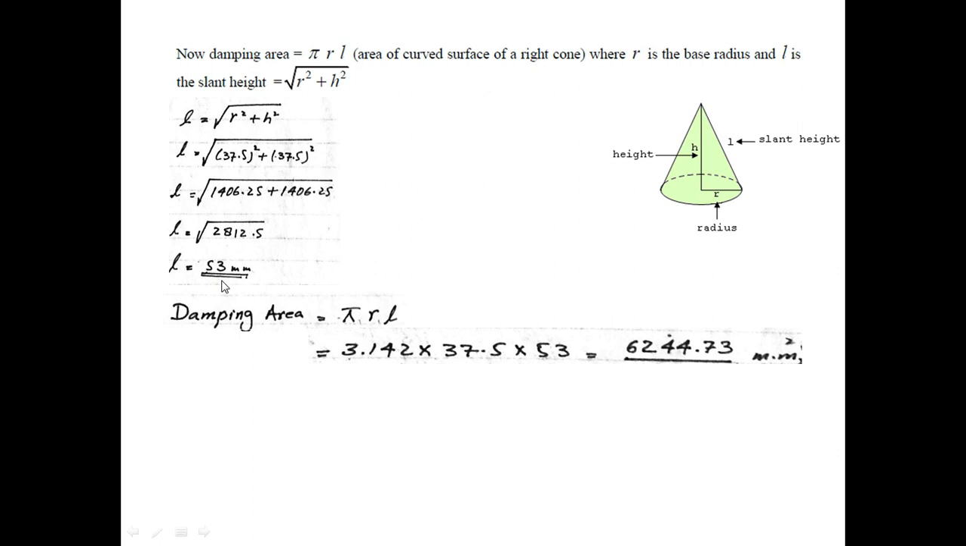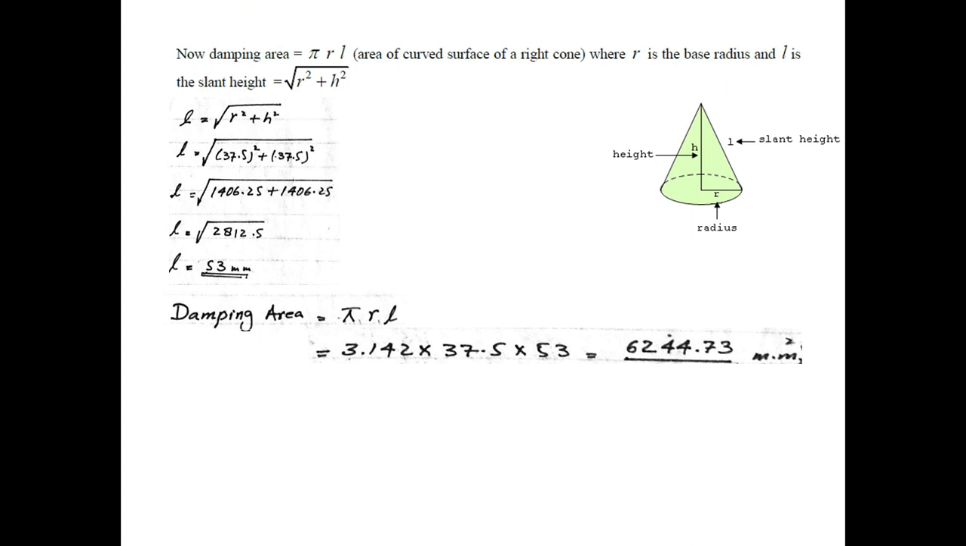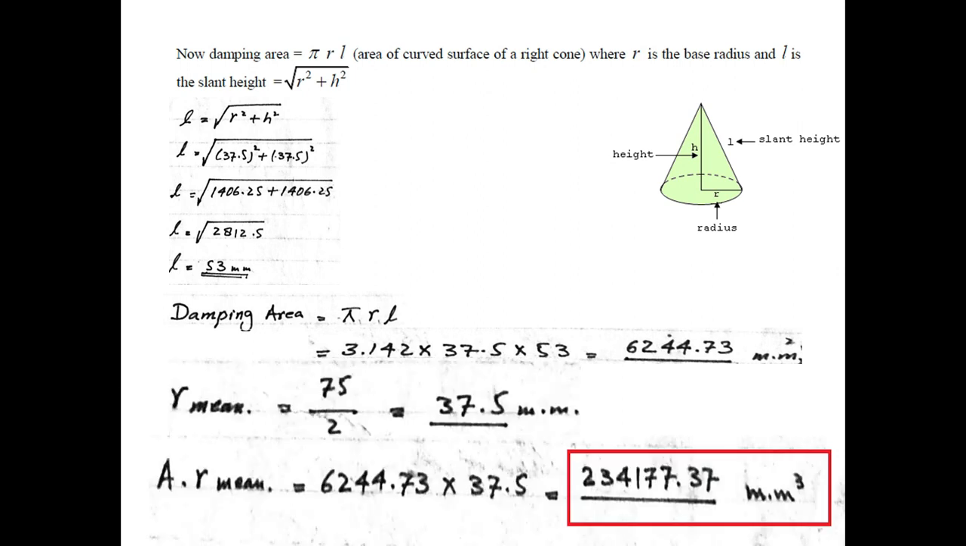For our case, we have selected d equal to 75, so r will be 37.5, and our height is 37.5. If we know the slant height, we can find the damping area. The damping area is equal to 6244.73 millimeter square. In our case, our mean diameter is 75, so the mean radius will be equal to 37.5 millimeters.